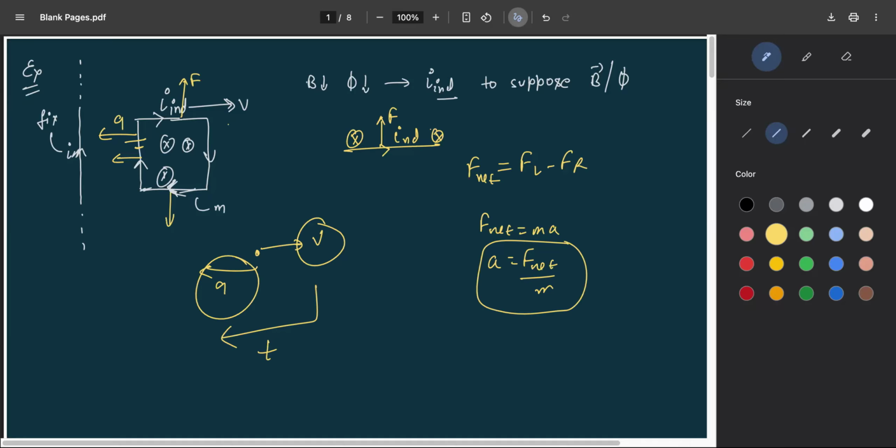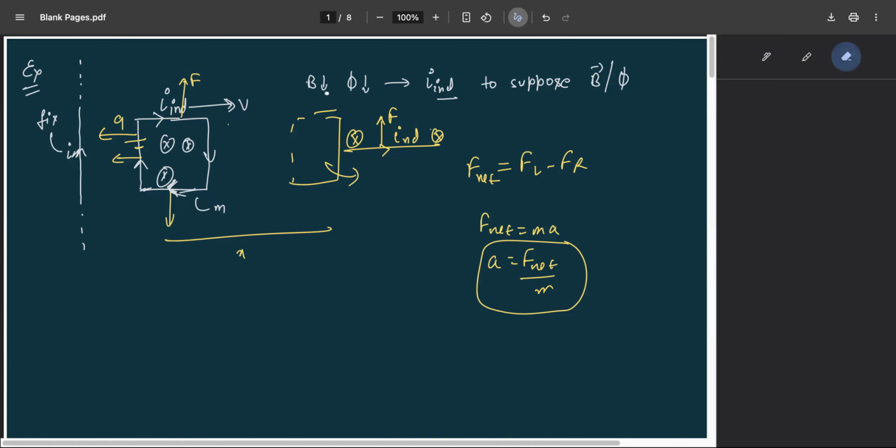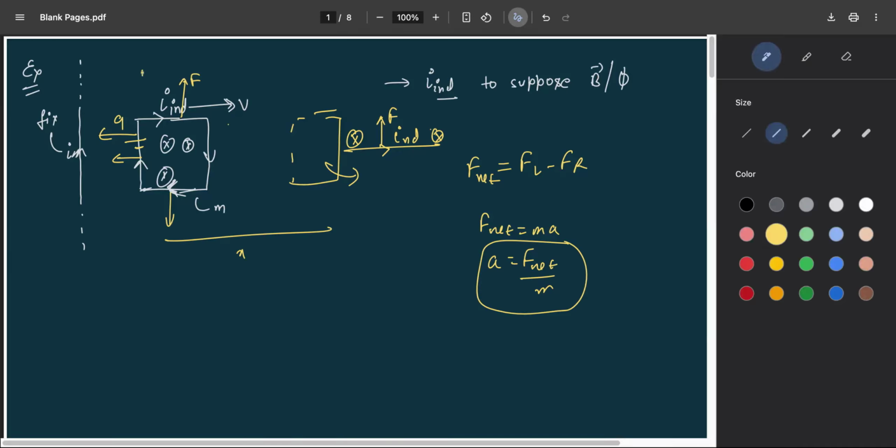I hope this is clear. Let's take one more factor. Assume that after some time, this frame reaches like this, and here the velocity becomes zero. You know why it becomes zero? Because there is an acceleration, right? Because it has stopped at this point, it is not moving anyway. It means at this point, the moment it is stopped, just call B downside, this upside.